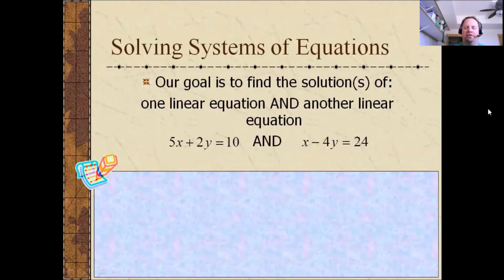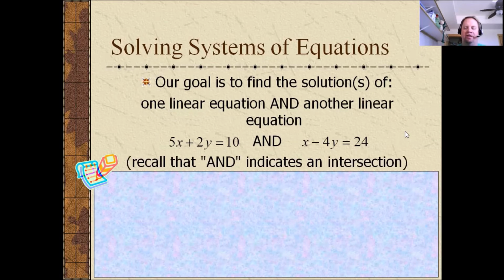Our goal in solving systems of equations is to find the solutions of one linear equation and another linear equation. For instance, 5x plus 2y equals 10 and x minus 4y equals 24. Recall that the word "and" in mathematics usually indicates an intersection.